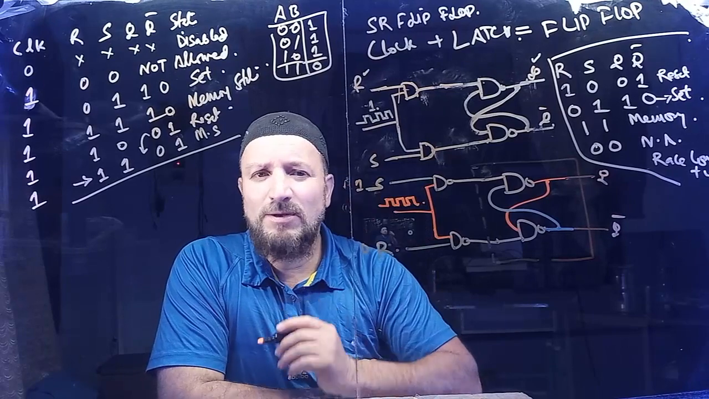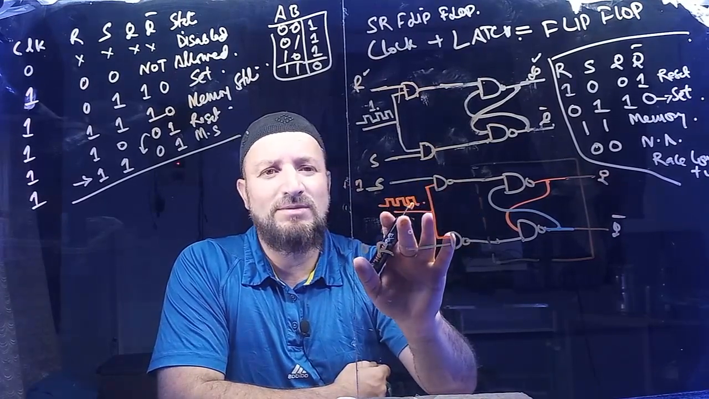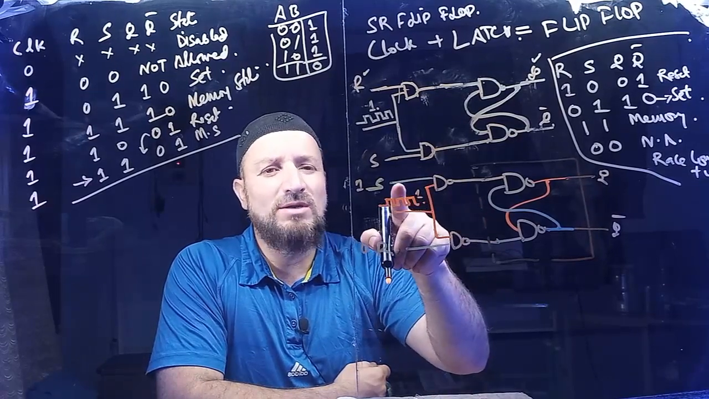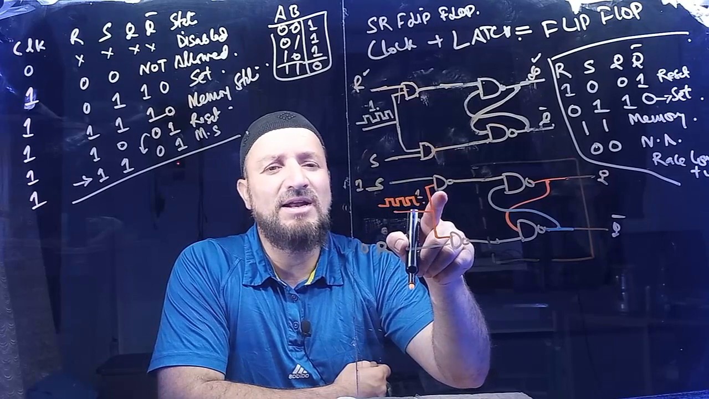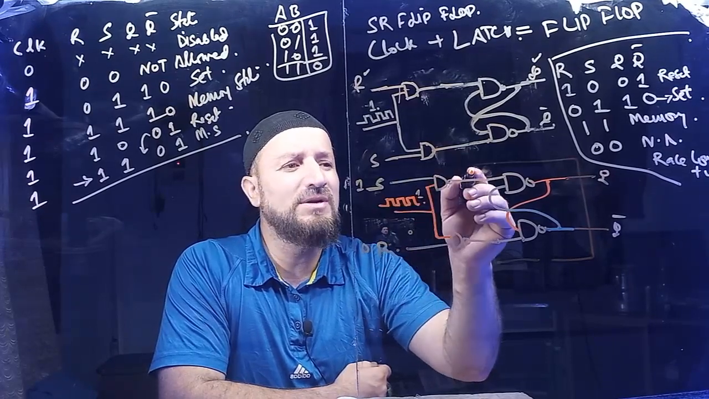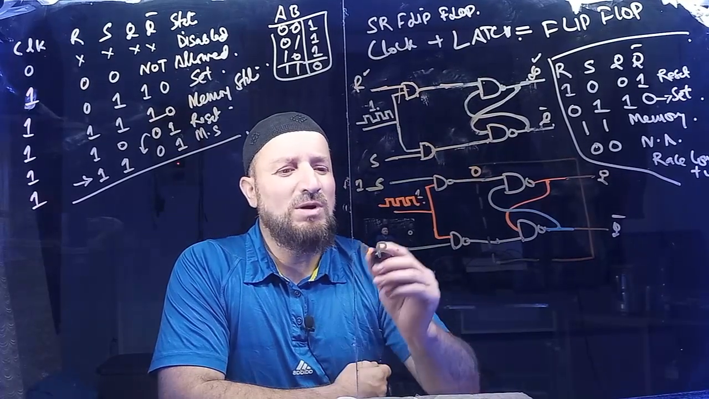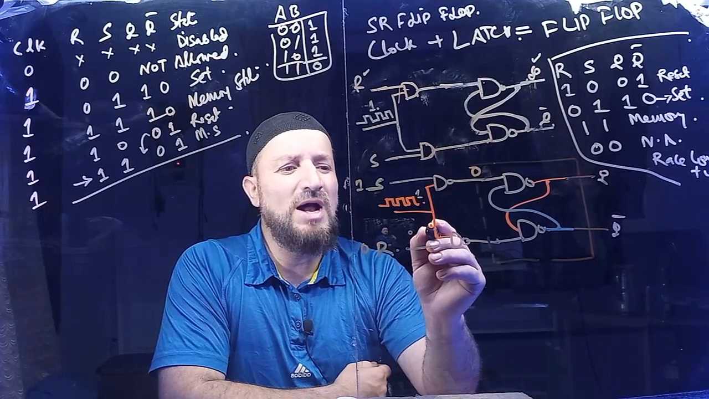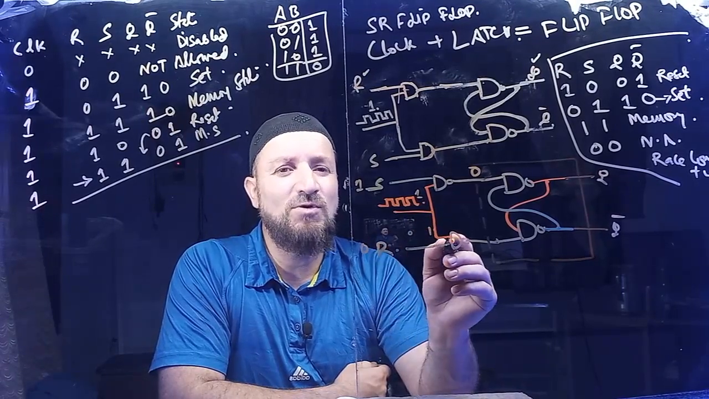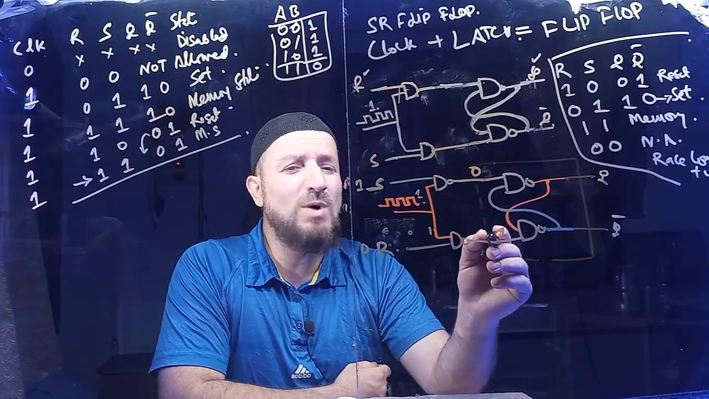I'm putting a 1 here, and clock is 1. If the clock is 0, nothing is going to happen. If the clock is also 1, so 1 and 1, the AND gate will make it 1. But what does the NAND gate do? It will flip it. It will make it 0. Now what about this? This is 0, and this side clock is coming 1. 1 and 0 is 0 for the AND. But NAND will make it 1. So it is becoming 0, 1.